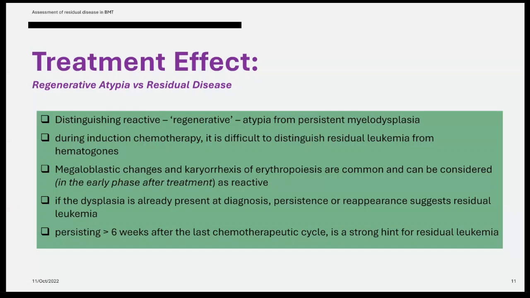Okay, now we have atypical cells present. How to differentiate between this regenerative atypia versus residual disease? Yeah? To distinguish between reactive or regenerative atypia from persistent MDS during induction chemotherapy, it is difficult to distinguish residual leukemia from hematogones. True. Yes, in our real practice, it can be very, very true.